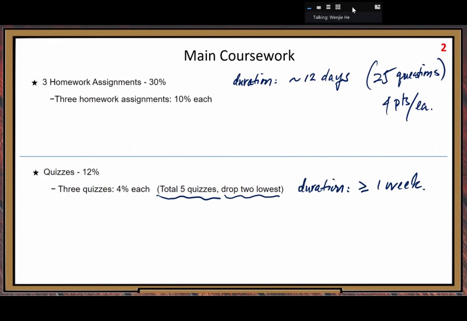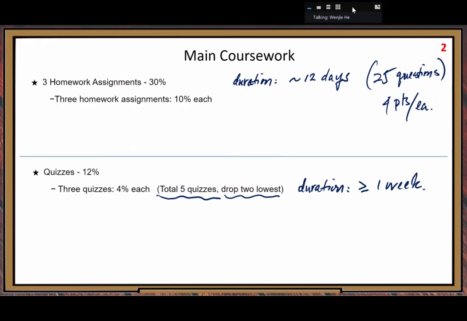Mainly, use these 5 quizzes to help you study the module. You learn a few parts in the modules and you need to digest them, so you need to have a better understanding. Then you work on the quiz questions. No time limit. You only need to submit it by the deadline. So the pressure is not very high.